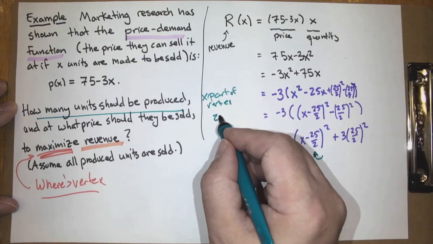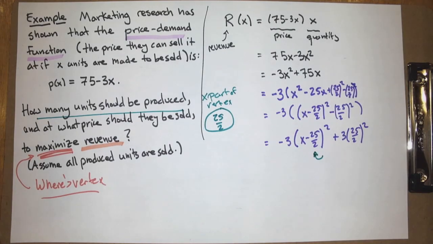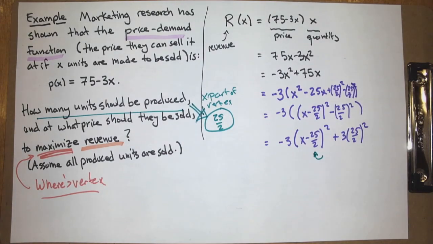Well, 25 halves. Now, that might sound like a weird number. Sometimes they use X for thousands of units or millions of units. But let's just say, okay, whatever. We'll let the accountants figure out the 25 halves. So that's the answer, 25 halves. Now, quick question, and then we're done. And at what price should they be sold?